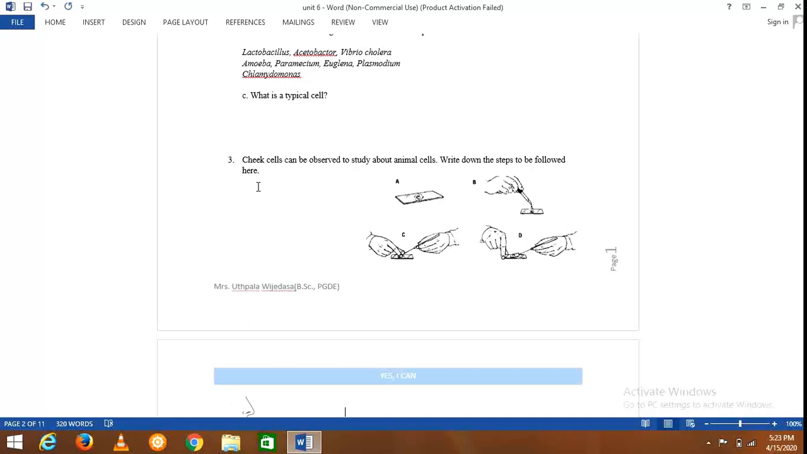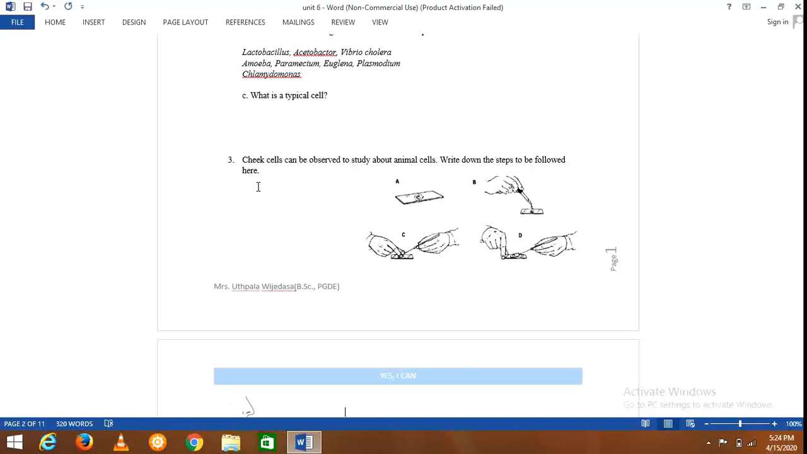So to get clear observations, before you cover this with the cover slip, you can use a stain like methylene blue solution. There, after putting the sample on the drop of water or glycerin, you have to add a drop of methylene blue solution on it. Then you have to cover this with the cover slip, and by using a blotting paper, you have to remove the excess liquid.